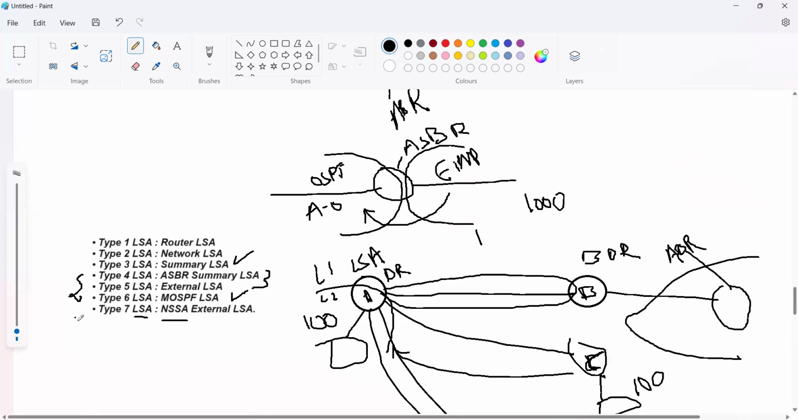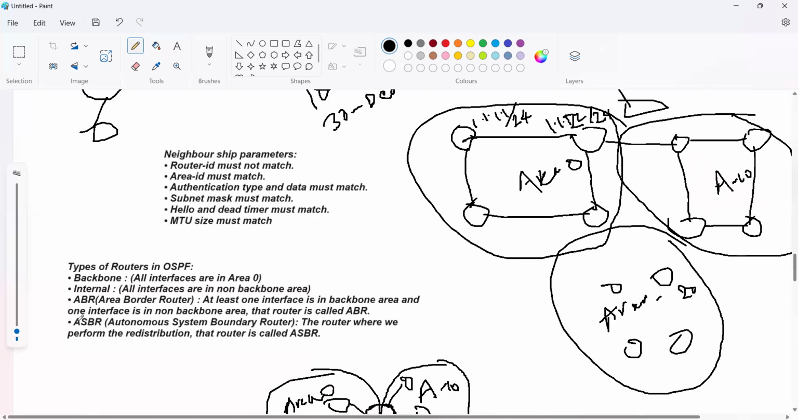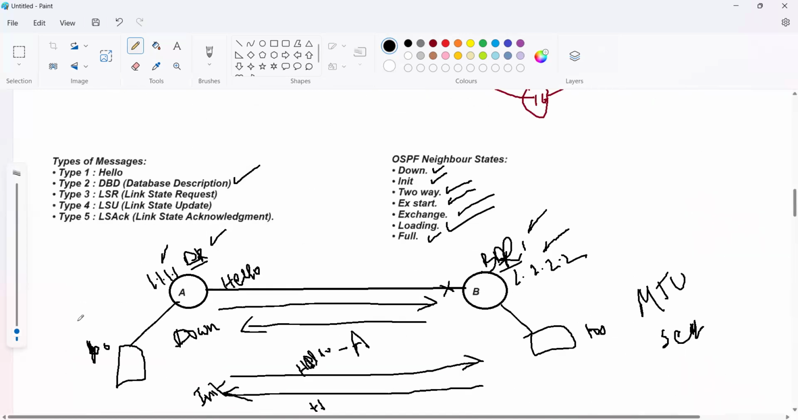This is all about LSA 1, 2, 3, 4, 5. Just name-wise, just remember it. This is all about OSPF.